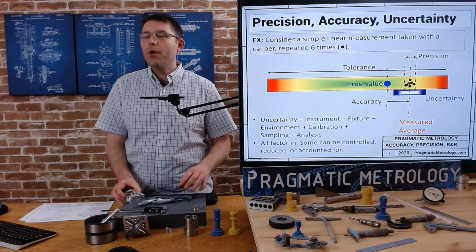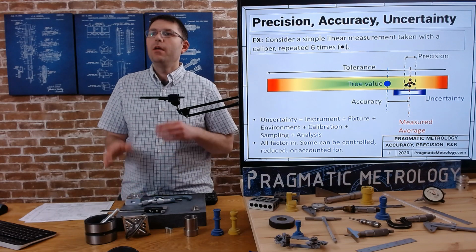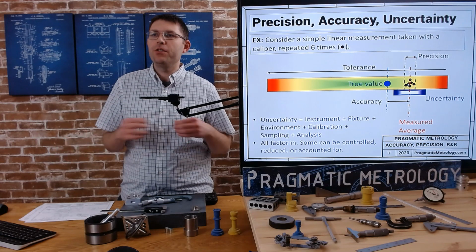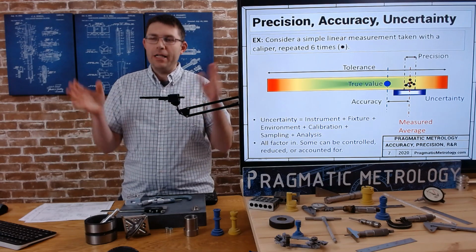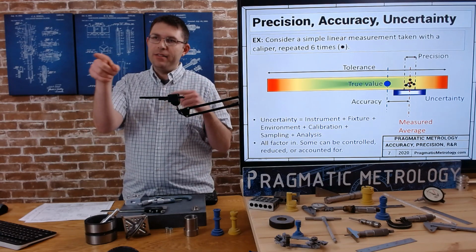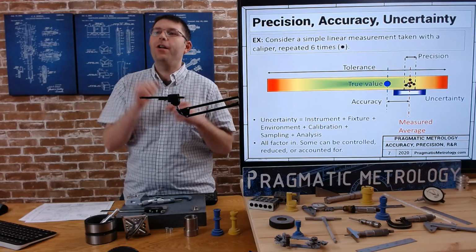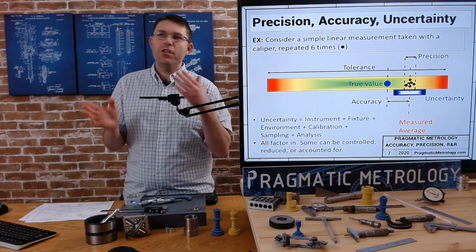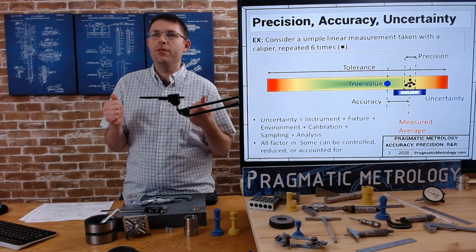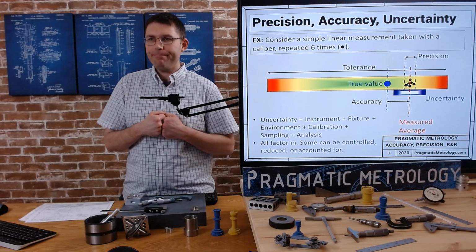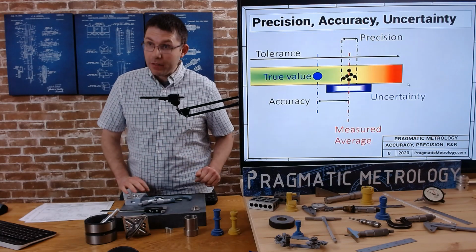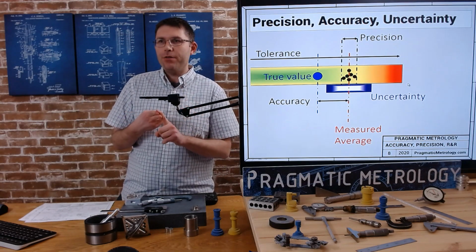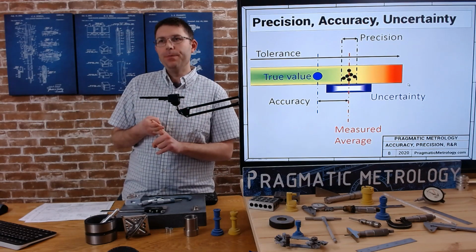On the graphic, the range from red to red represents your tolerance. That's your tolerance zone. Your dots need to land somewhere in that tolerance zone in order to be okay. But just being in tolerance, that's great, that's what you want. But if we zoom in on what's actually happening, where is the precision, where is the accuracy, and where is the uncertainty?